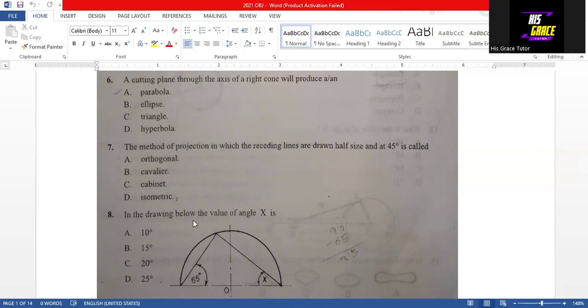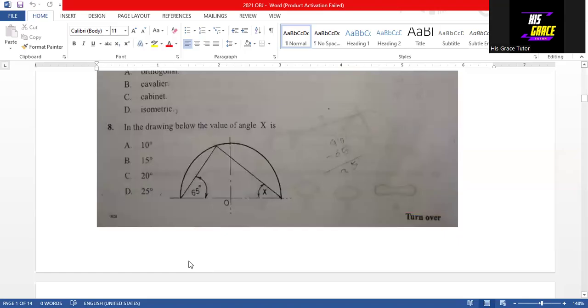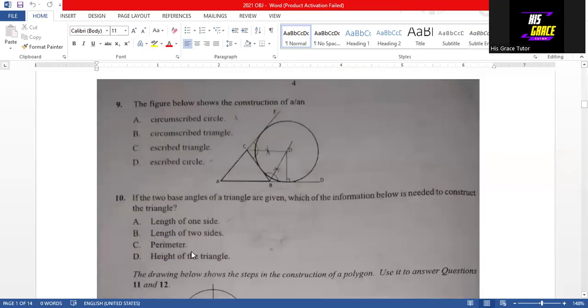Question 8, in the drawing below, the value of angle X is 25. Option D is the answer to the question. Then question 9, the figure below shows the construction of an escribed circle. So this circle is an escribed circle. So option D is the answer to question 9.